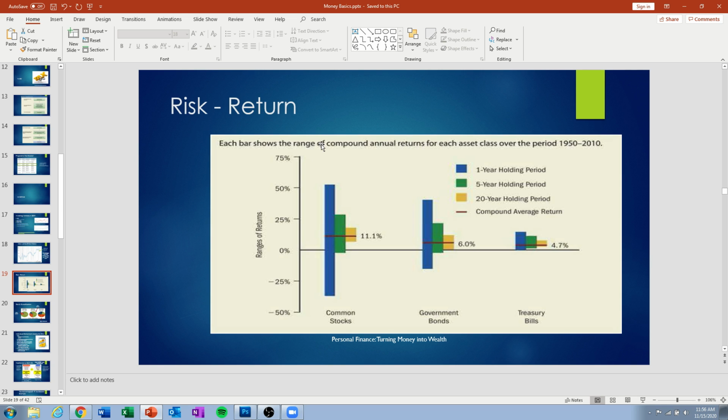Just be aware that of course there's the chance of good returns and bad returns, but there's absolutely risk, and the shorter term it is, the more risk you have. And it shows that government bonds and treasury bills are less risky.